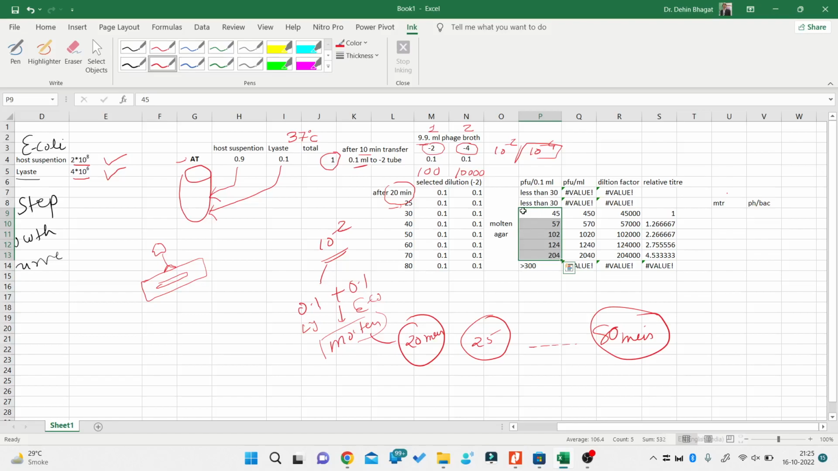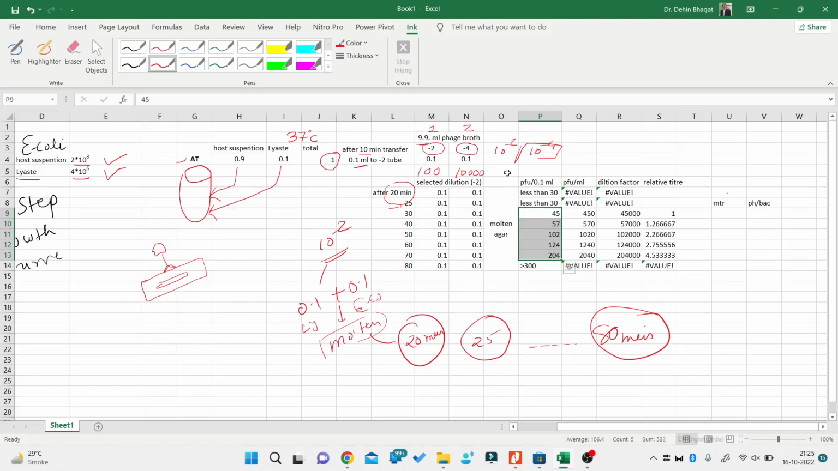This is the plaque forming unit, and we took 0.1 ml of lysate. That's why it is 45 PFU per 0.1 ml of this sample, right? So 0.1 ml of this lysate has 45 plaques at the time of 30 minutes. Then it is very easy to calculate per ml. In 0.1 ml there are 45, so in 1 ml how much? You got 450.